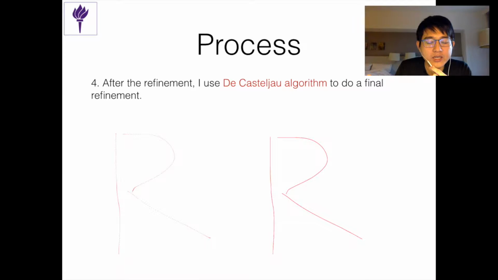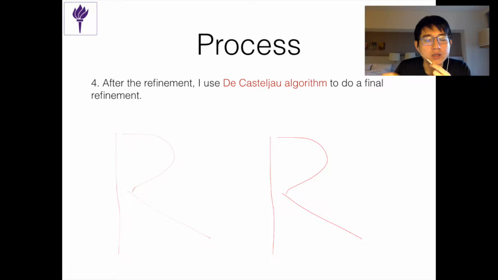After getting the refined stroke positions, I will do another refinement, and this time the refinement is based on the Castello algorithm to use some curve to refine it. On the left hand side there are a lot of samples, the refined samples from the previous stage, and on the right hand side you can see I link those refined samples by Castello's algorithm.